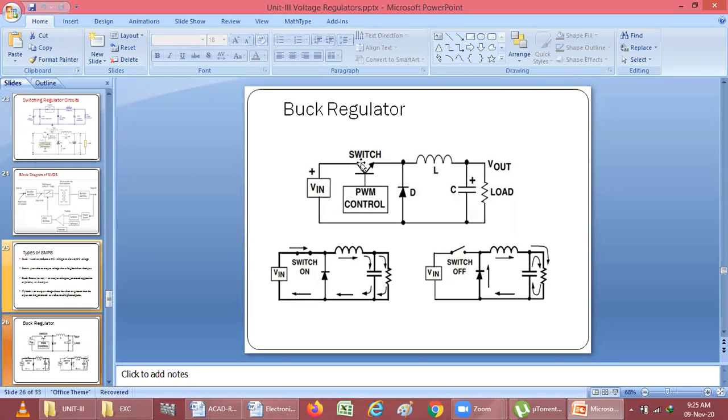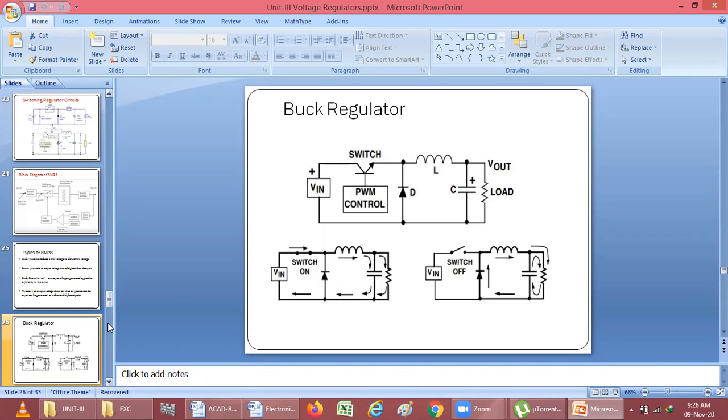If the switch behaves as a short circuit, at that time the input voltage will be given to the Schottky diode and the inductor and capacitor, and it will go to the load. And if it behaves as an open switch, at that time the input voltage will not go to this side. Here we have the inductor and the capacitor as storage components. So when the switch behaves as a short circuit, the capacitor will store the charges, and when it goes for discharging, there will be some amount of charge because it is used as a storage component. So this is the circuit diagram for the buck regulator.